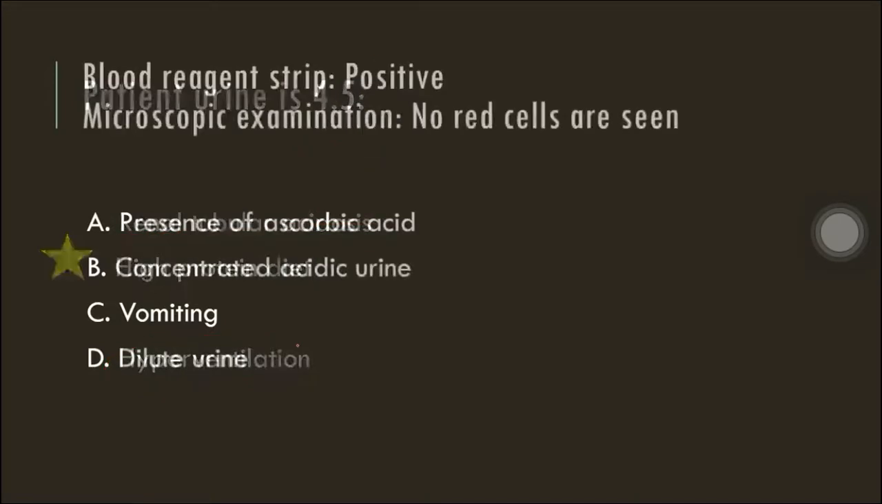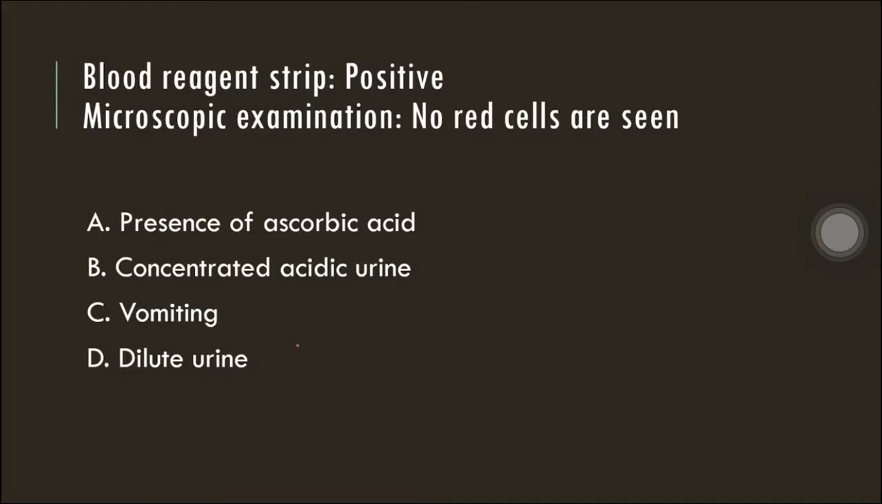Okay. Next question. The blood reagent strip test is positive. Meanwhile, for the microscopic examination, no red blood cells were seen. So what is the most probable explanation kung bakit walang nakitang RBCs? So again, there are several reasons for this result. Usually kapag positive ang blood reagent strip, it may signify the presence of red blood cells, hemoglobin, or myoglobin. So since in the microscopic examination wala nakitang red cells, you may suspect na baka yung specimen ni patient may laman na hemoglobin or myoglobin.